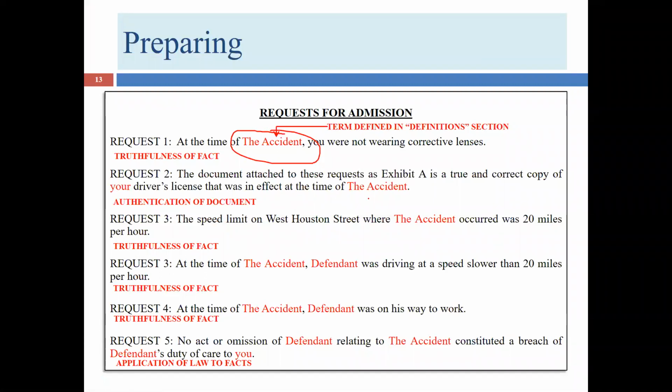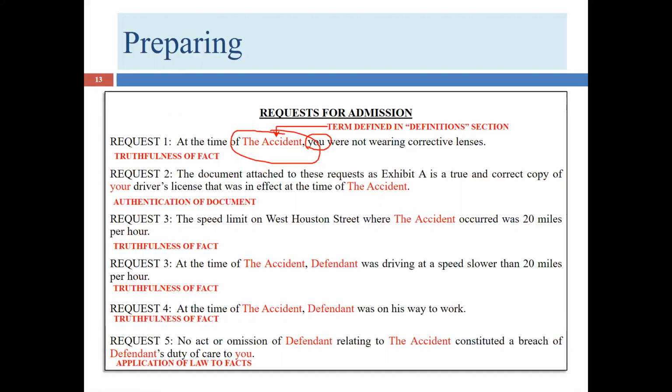Okay, now you can see in the statement, there's no statement that you, again, that's another defined term, had prescriptive corrective lenses at all. Maybe you don't need them, but you still weren't wearing them, right? Of course, if you were wearing them, whether you needed them or not, then you'd have to deny this. But if you, in fact, weren't wearing them, whether you needed them or not, you would admit to this allegation.